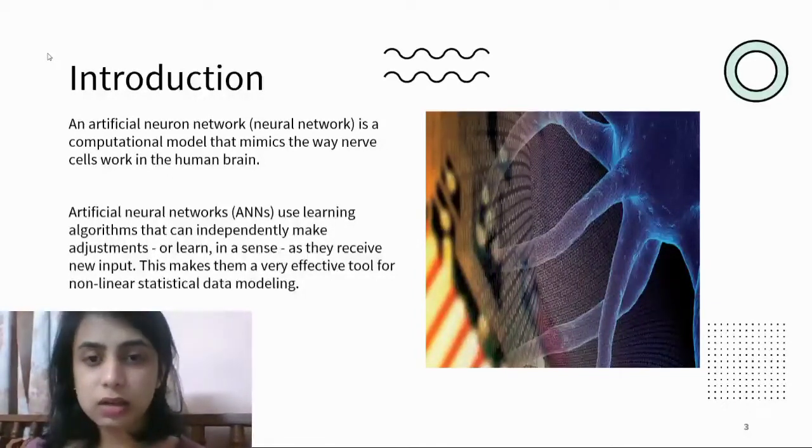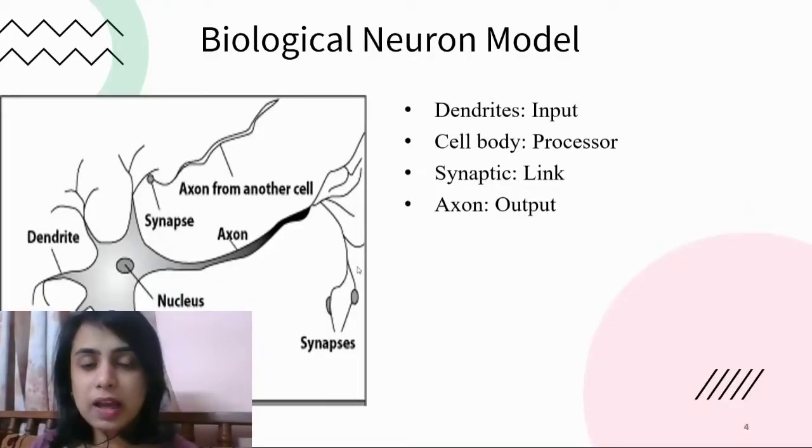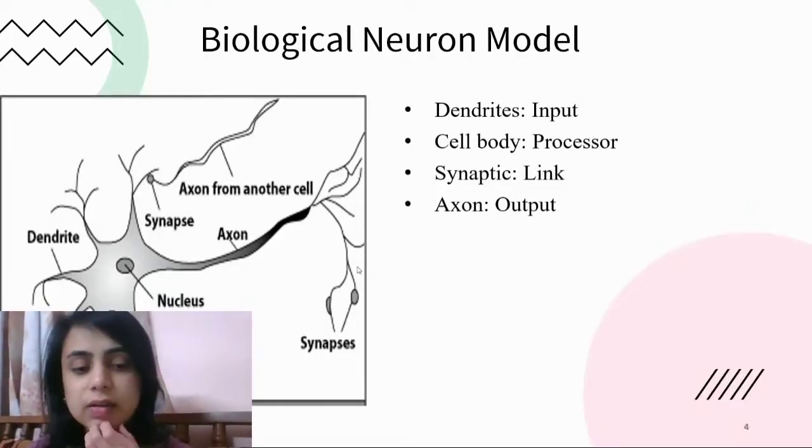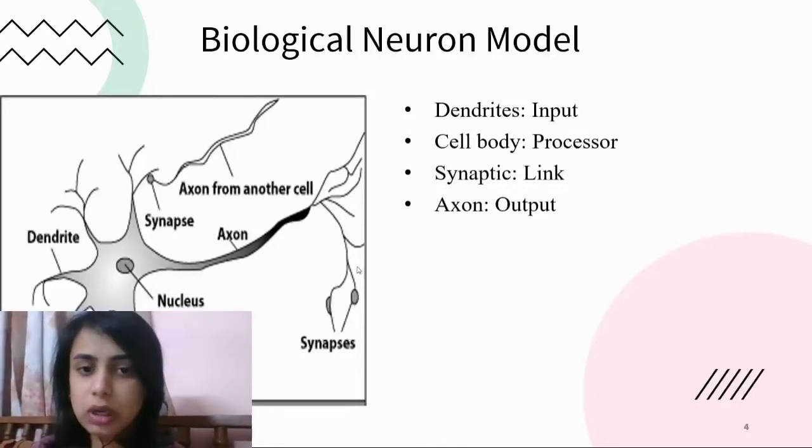So let's get a deeper understanding of how the biological neural network works to understand neural networks better. The biological neuron model works like this: each neuron in our body is connected chemically to one another, and it has four key elements that are dendrites, cell body or soma as it is known, synapse, and axon. These neurons are connected to each other with a synaptic link.